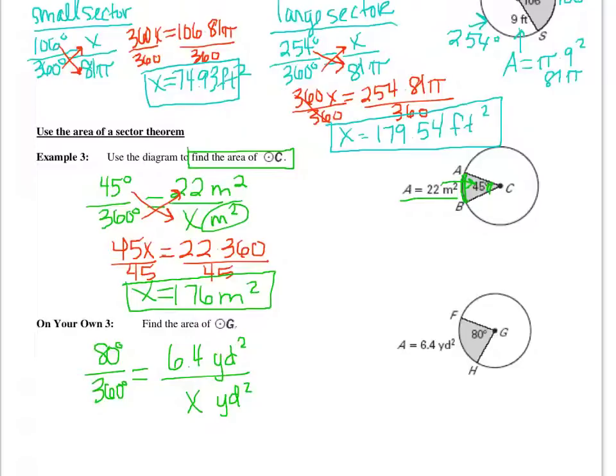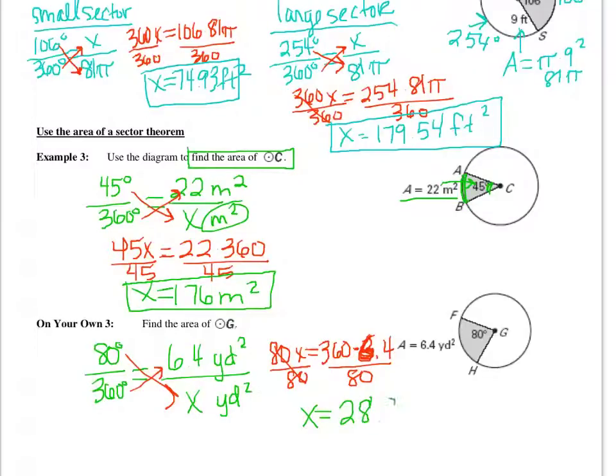So now that we've got our problem set up, we can just do a little bit of cross multiplying here. So we have 80 times x equals 360 times 6.4. Divide both sides by 80. That cancels, and that should leave you with x equals 28.8, and my units would be yards squared.